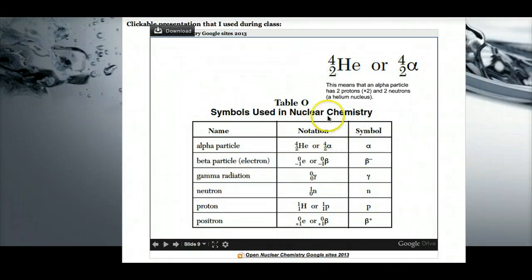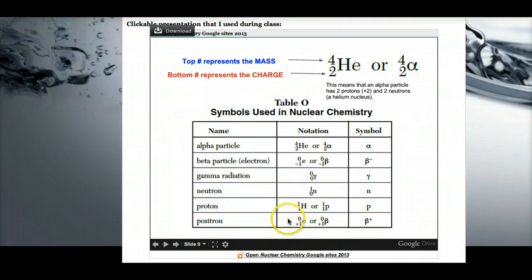And here is table O in all its glory. Notice the top number is the mass number, and the bottom number is the charge number. So an alpha particle has a mass of 4 and a charge of 2. A beta particle is that electron, 0 and -1. Gamma radiation has no mass and no charge. And then neutrons and protons.